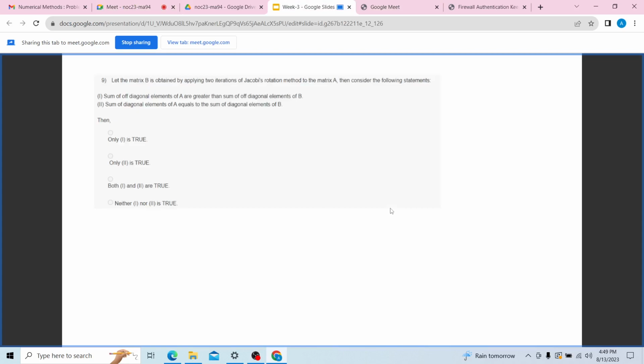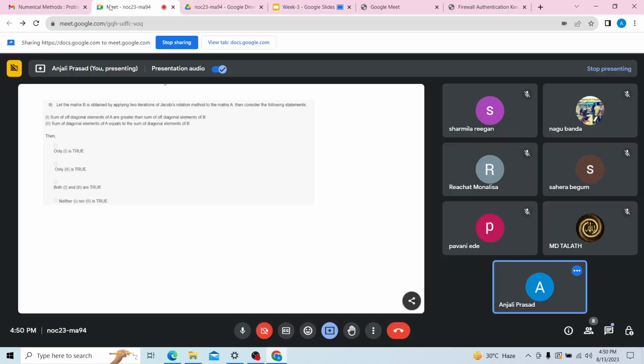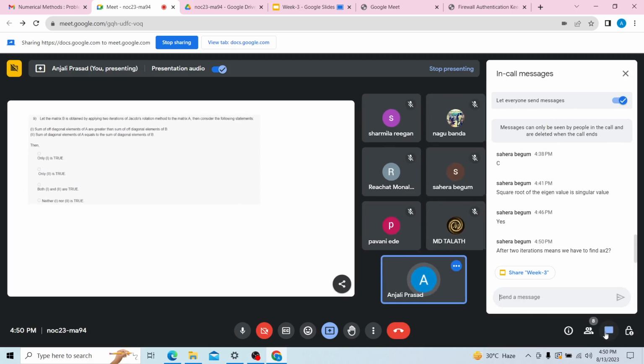And the last question is, for given matrix B after two iterations of Jacobi's rotation method to the matrix A, which of these statements is true? So first statement says that sum of off-diagonal elements of A are greater than sum of the off-diagonal elements of B, and second says that sum of diagonal elements of A equals sum of diagonal elements of B.